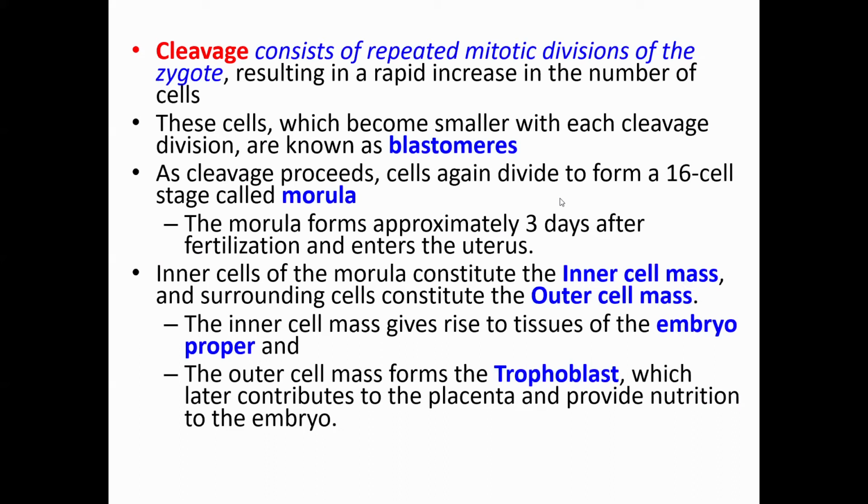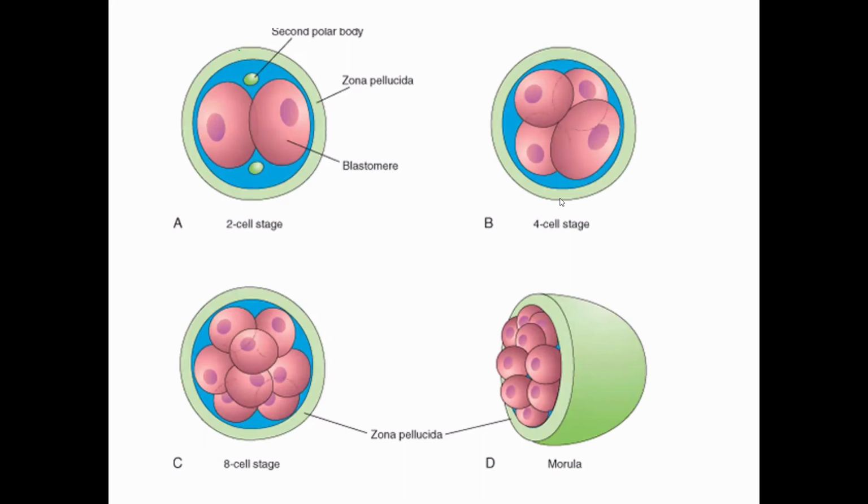So let's discuss the cleavage. This is the zona pellucida. Once there is fertilization, this is within the ovum, what we call the ootid. These are the zona pellucida, and these are the polar bodies. Once fertilized, the male and female pronuclei start division, cleavage, and these cells are called blastomeres.